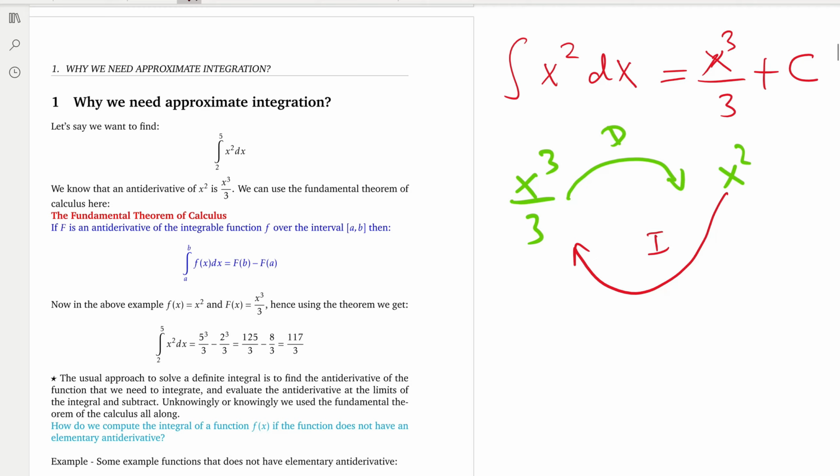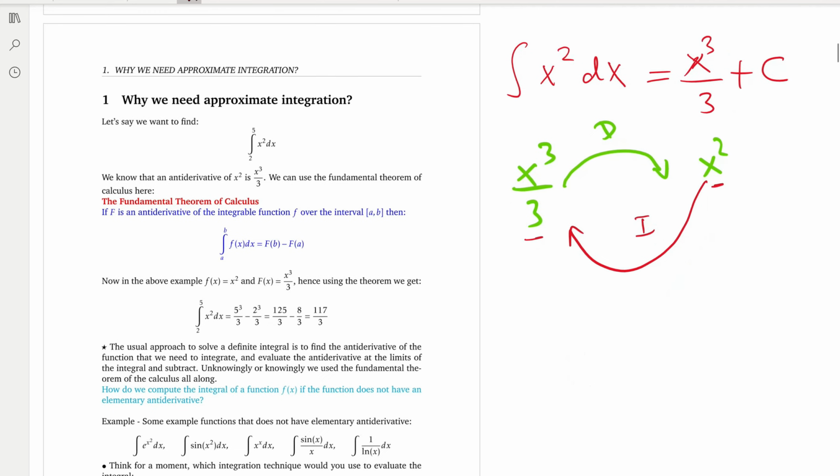So that's correct. We call this integration anti-differentiation. You're reversing the differentiation process. You obtain x squared by differentiating x cubed over 3. Now if you want to undo that, you hit the undo button, and the undo button is integration. This is crucial.